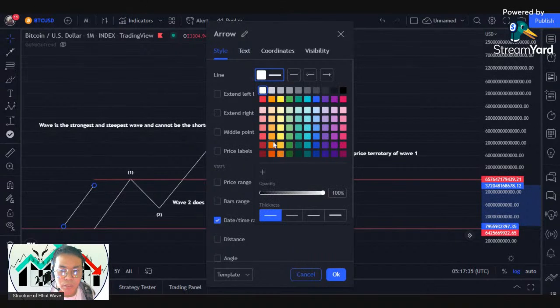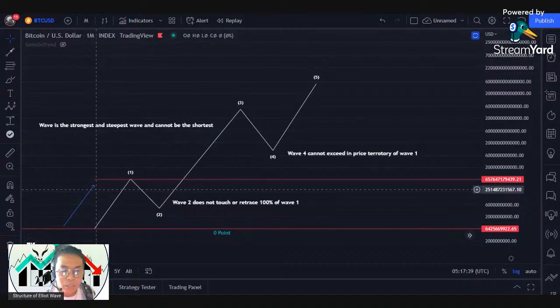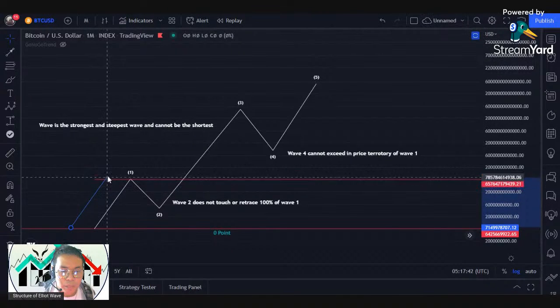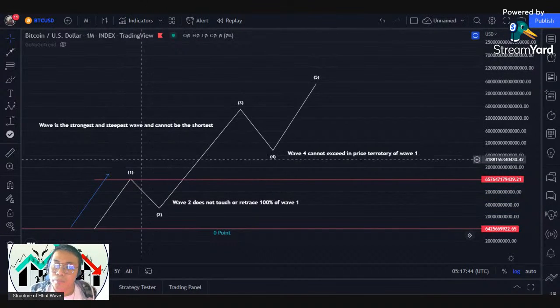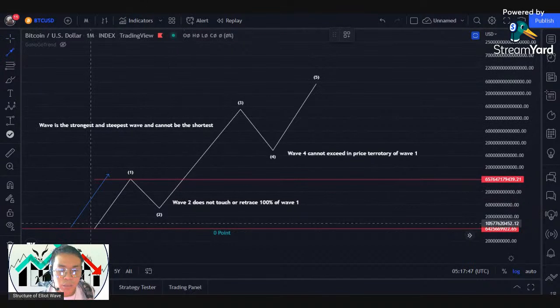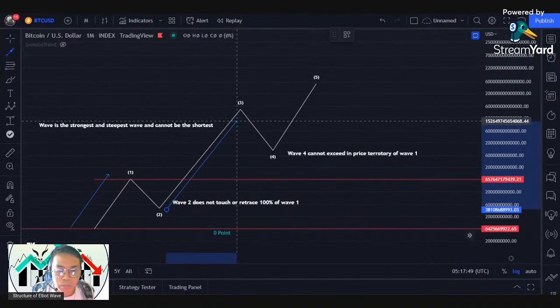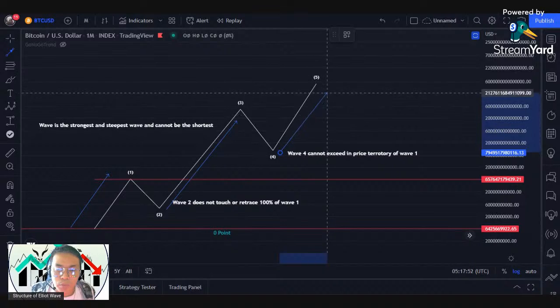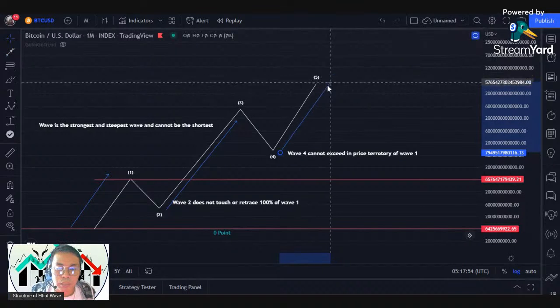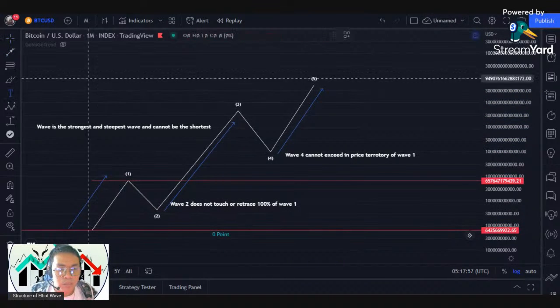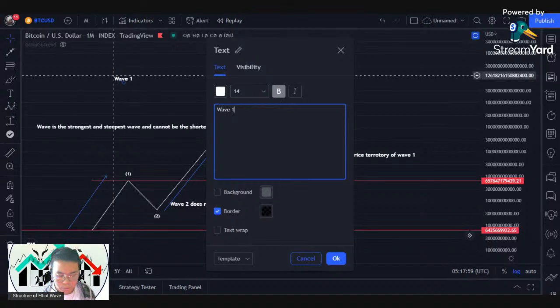Let me change the color. All the tops are what we call impulses. Okay? Wave 1 is impulses, wave 3 is impulses, and wave 5 is impulses. Okay? So let's type this. Wave 1, 3, and 5 is what we call impulses.